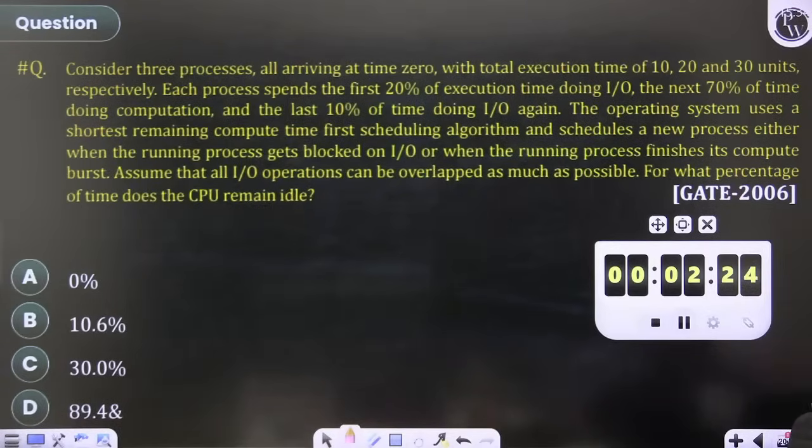Two and a half minutes gone. One more minute I'll give you.